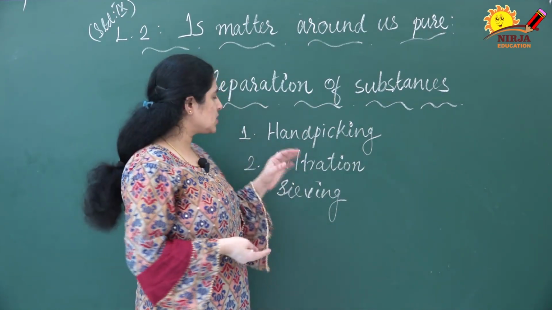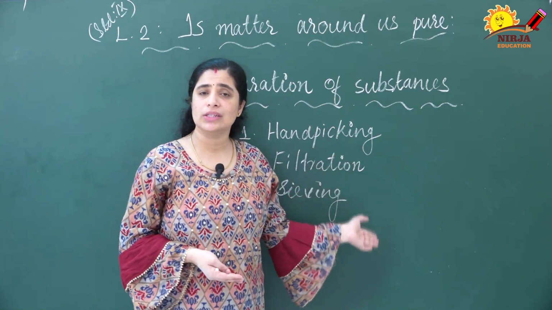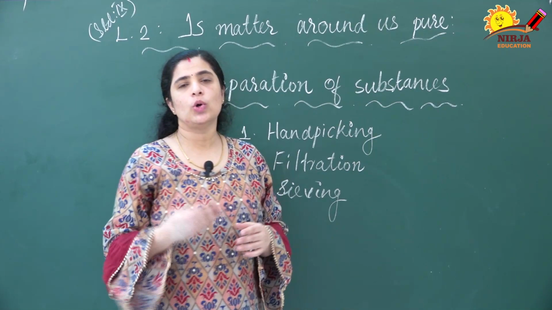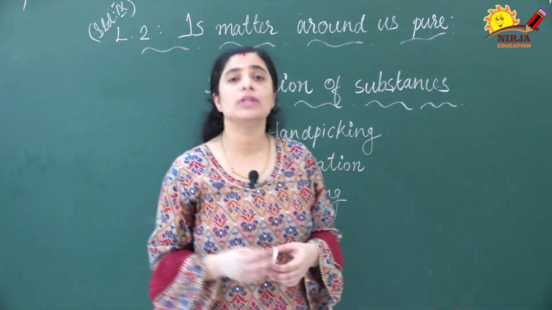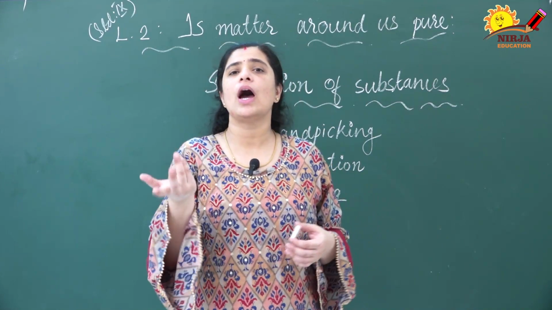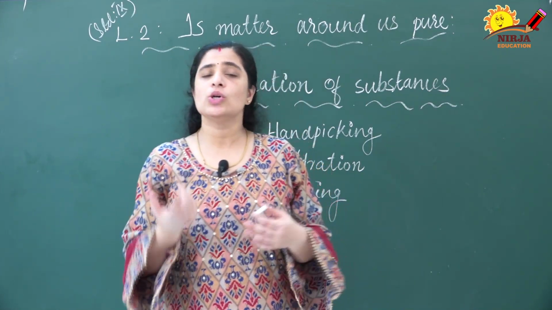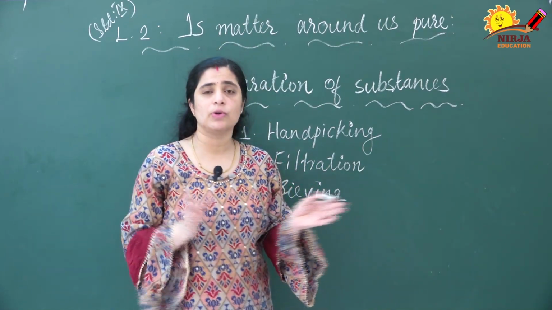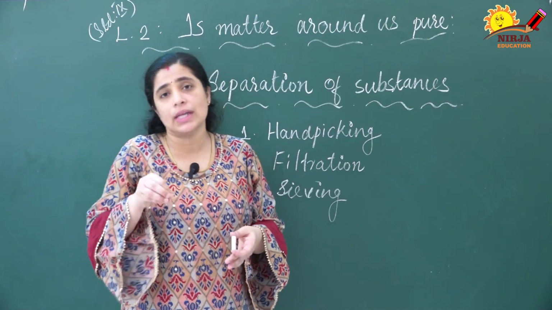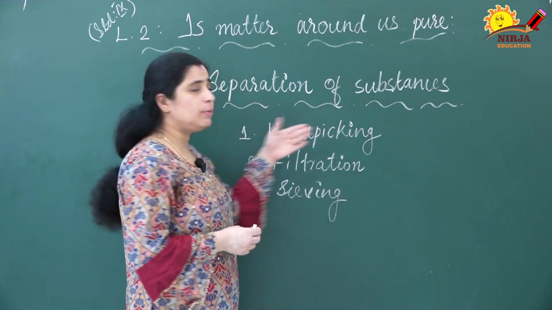First we are going to discuss the common three methods. You are familiar with all these three methods. The first one is hand picking. You may notice that at home, when stones are there in rice or wheat, your mother separates them by taking them out by hand only. So that is an easy method. Suppose the particles are of the same size and visible to the naked eye, you can separate them by the method of hand picking.